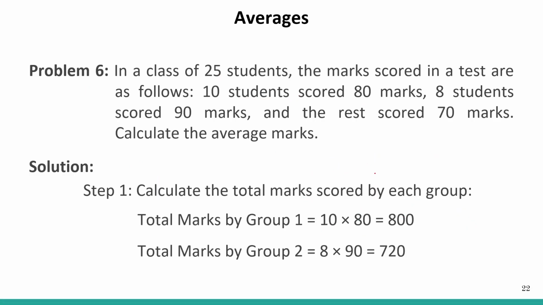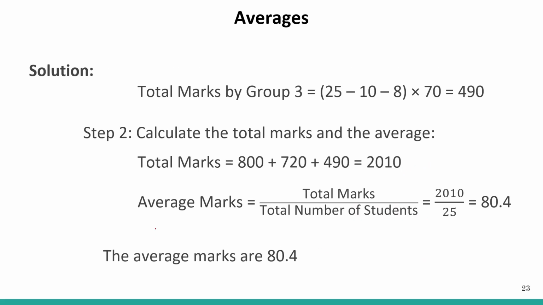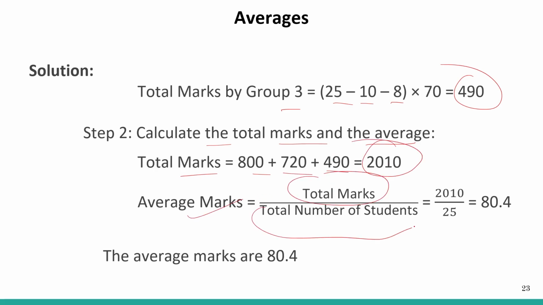So calculating the total marks scored by each group: 800 and 720 for group number 1 and 2 respectively, whose average marks were 80 and 90 respectively, right? So total marks by group 3 is equal to 25 minus 10 minus 8 into 70, which is equal to 490. So calculating the total marks, it is 800 plus 720 plus 490 is equal to 2010. So average marks are total marks by total number of students, that is 2010 by 25, which is equal to 80.4. So the average marks are 80.4.